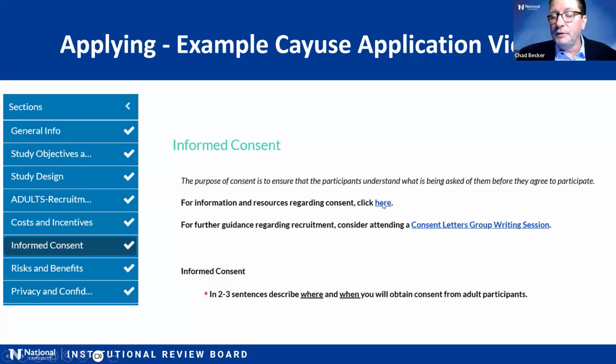So this link here is to our consent page, where you can learn all kinds of information about consent. Here you can link to our group writing session page. And just under this question, in 2 to 3 sentences, you're going to need to describe your consent process. So thinking about not just what you wrote for your research proposal, your dissertation proposal, your summary that you might be writing if you're a faculty member or an administrator staff, but also thinking about how you're going to go about engaging your human subjects in research.